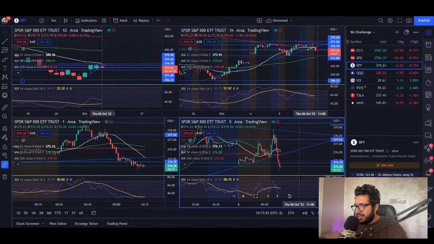Okay, so let's see here. This is a very important candle. Let's see how this one goes here.